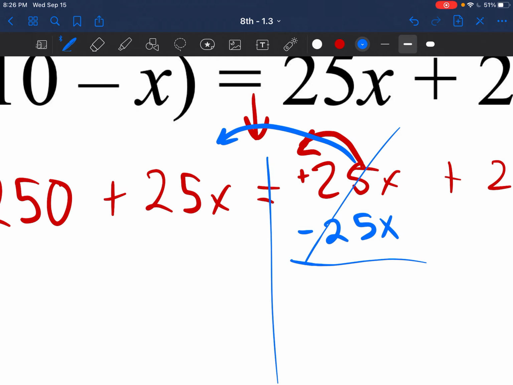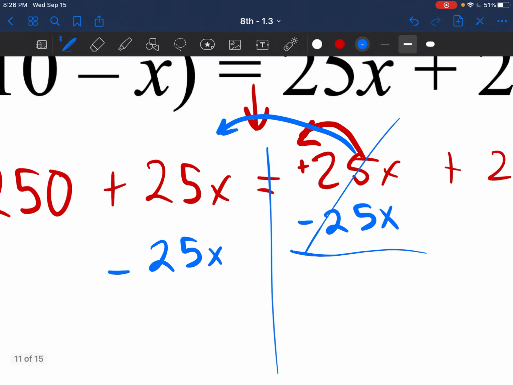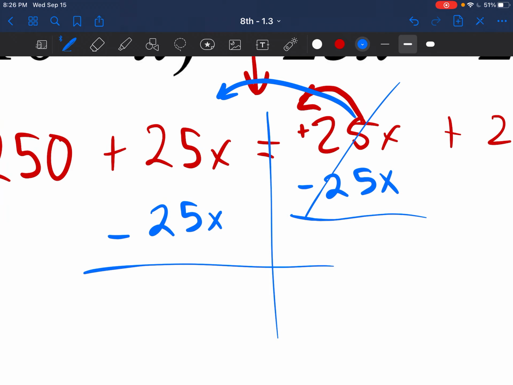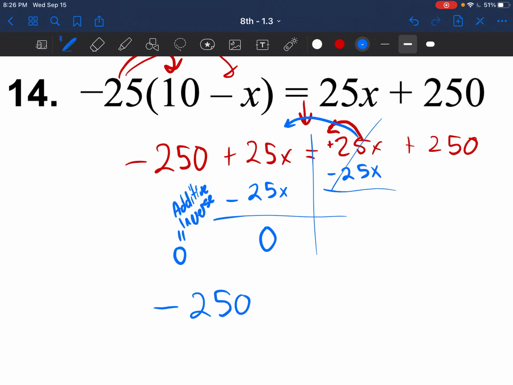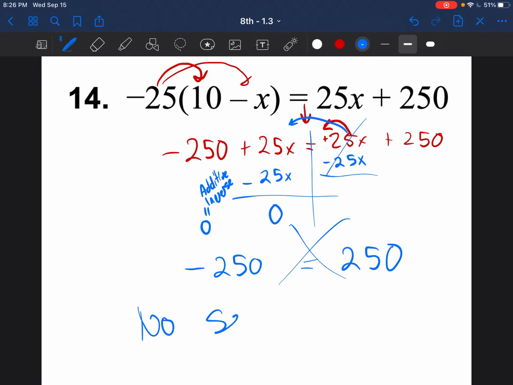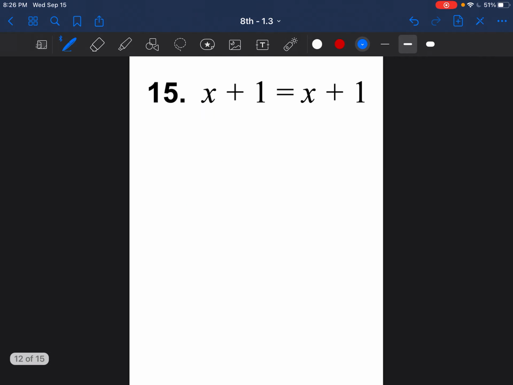Because we want to move it over here. So let's combine them. So what's the opposite of subtracting 25x? If you guys don't remember, when you're adding them like this, it's called an additive inverse. Anything that is an additive inverse is going to equal 0. So 25x minus 25x is going to give you 0. Let's rewrite the problem. So you now have negative 250 equals a positive 250. Is this true? Can negative 250 equal positive 250? Nope. So that means this question has no solution. Boom. All right, let's move on to the next one. Looks like we got 3 more.